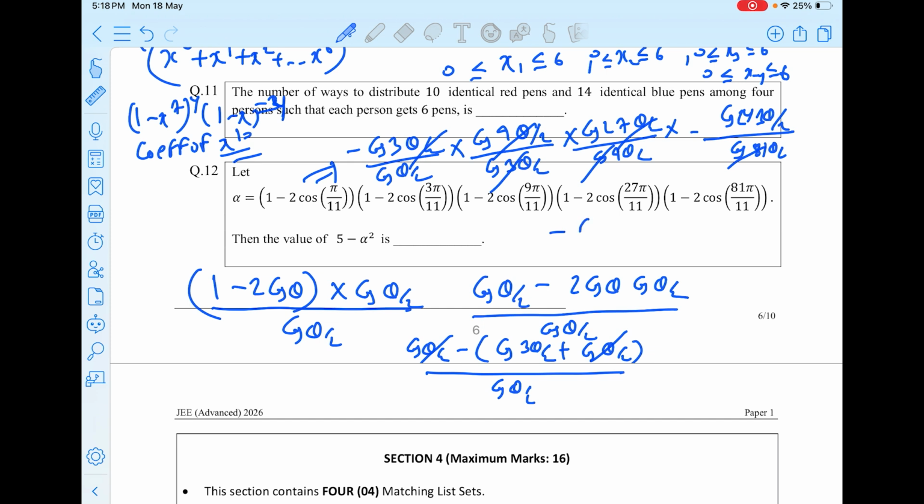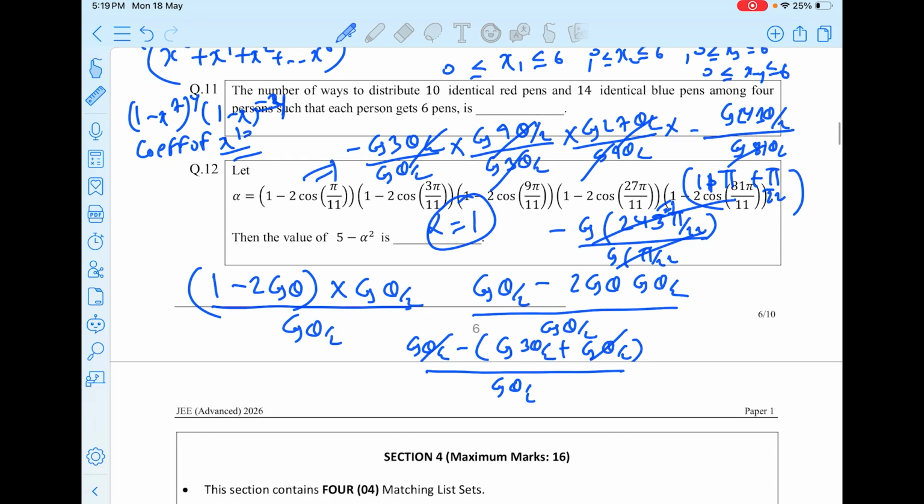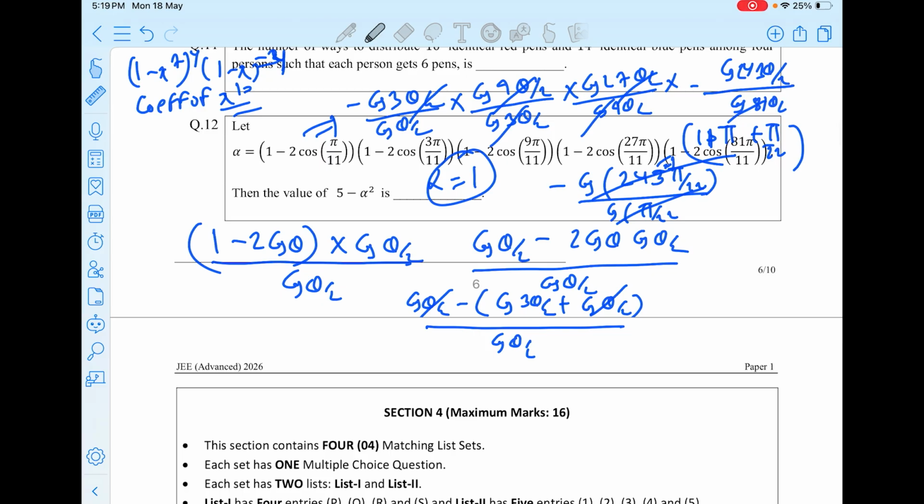So that is minus of cos 243 pi by 22 by cos pi by 22. Now this can be written as 11 pi plus pi by 22. So this will get cancelled, so alpha you will get 1. 5 minus alpha square will be 4. So it's a good problem, not very easy, because this first step is very important, multiplying by theta by 2.